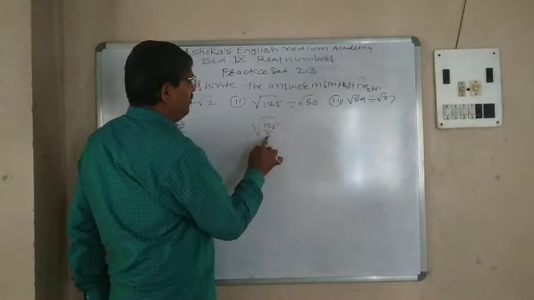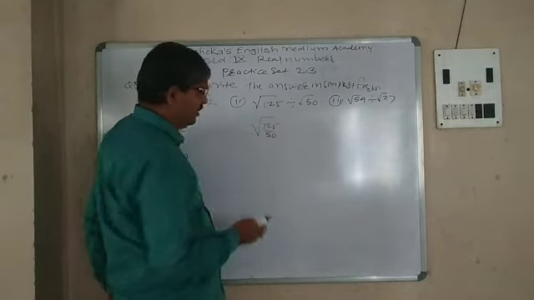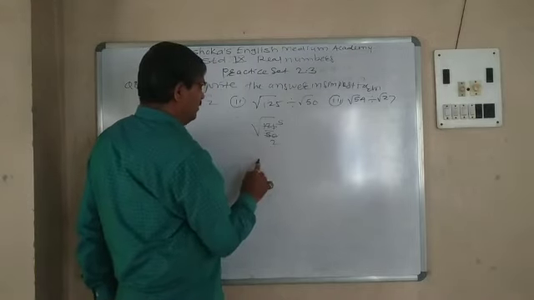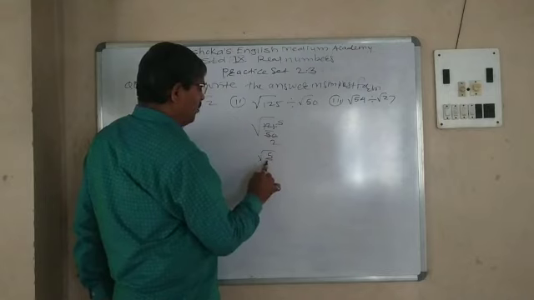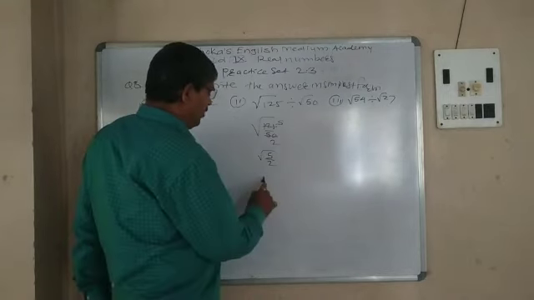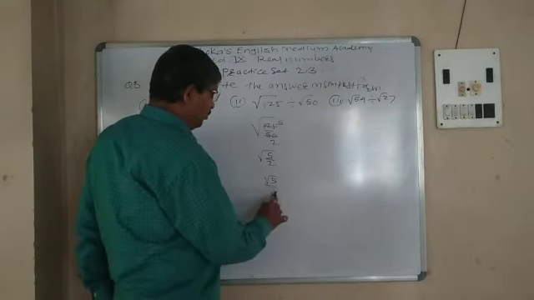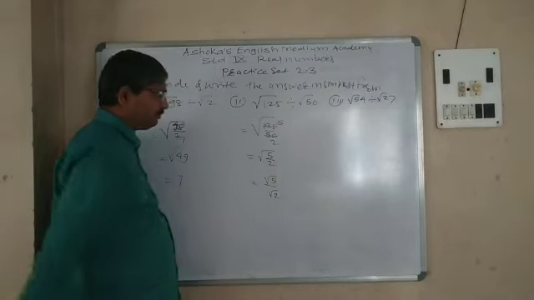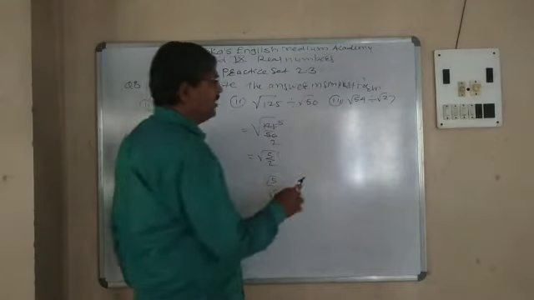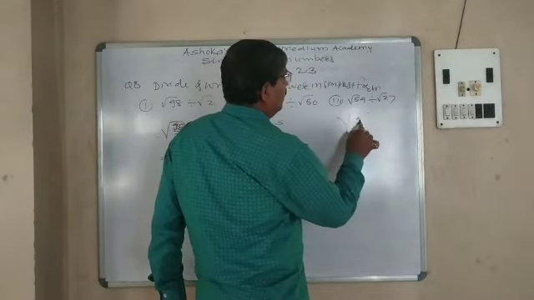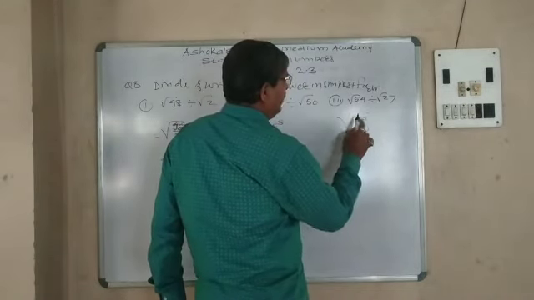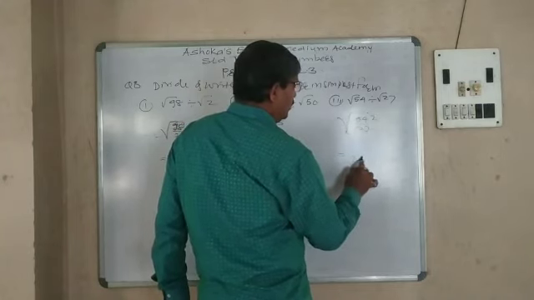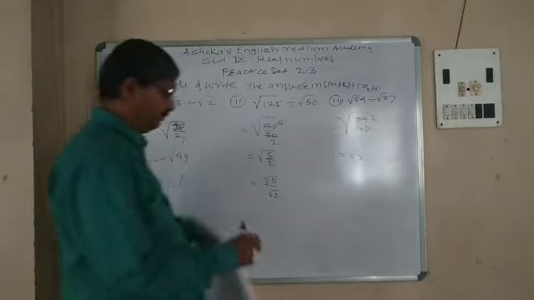125 divided by 50. It goes by 25 step. 25 2s are 50, 25 5s are 125. Means root 5 upon under root 2. Or you may write like this, root 5 upon root 2. Okay? Now next question here. 54 divided by 27. So what will come? 27 2s are 54. So root 2 is the answer.